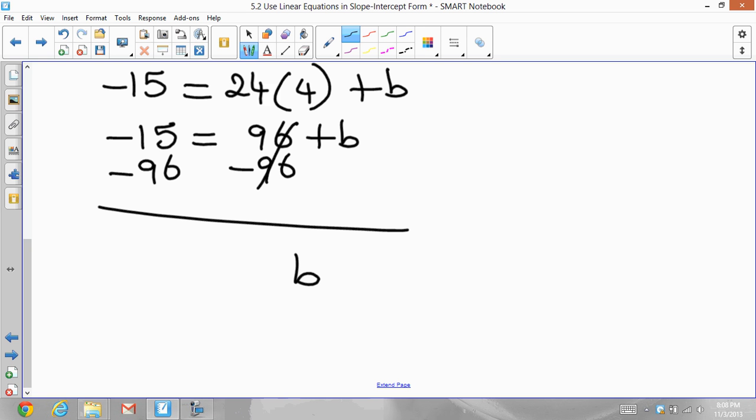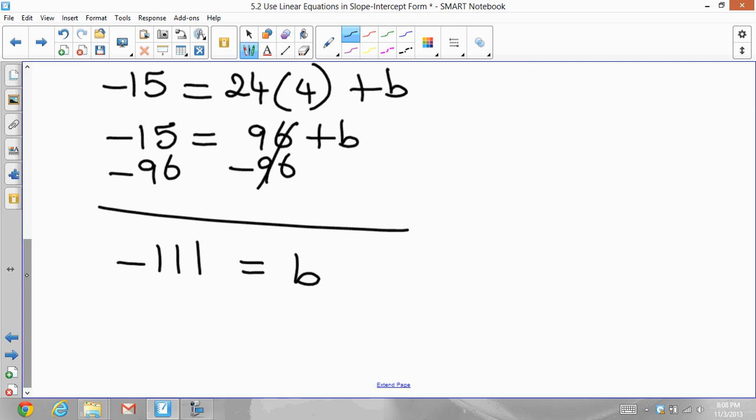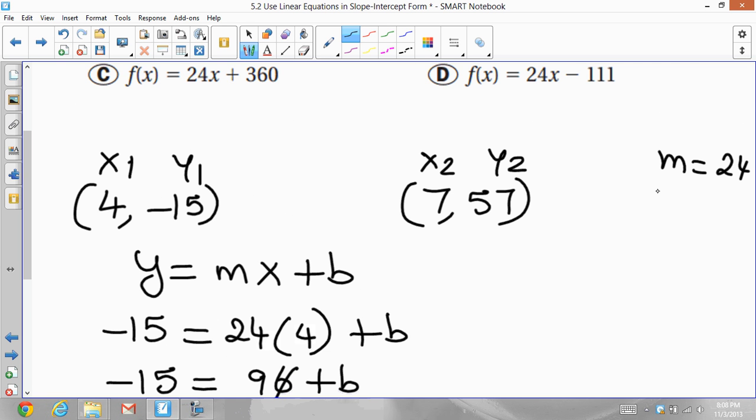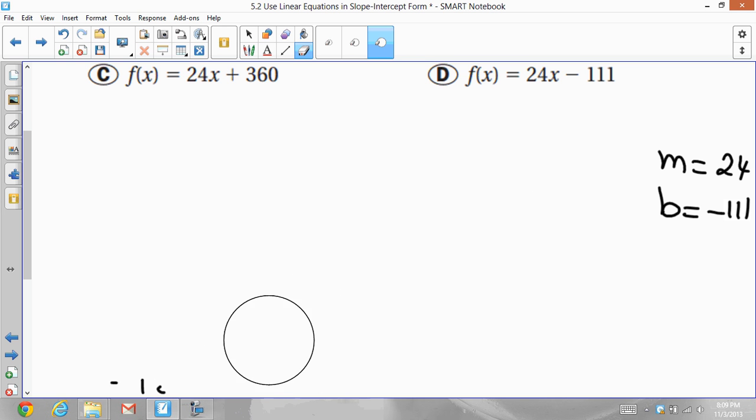Cancel, and you get b is equal to negative 111. So now let's go back over here, and you got your b value to be negative 111. So you got your slope and you got your y-intercept. So let's construct an equation using these two.